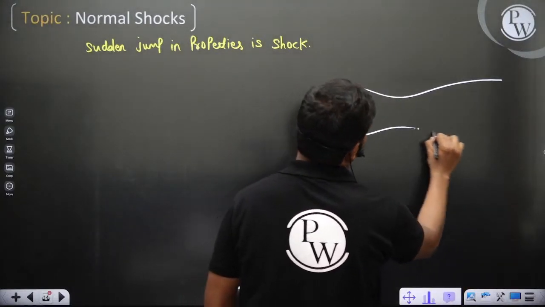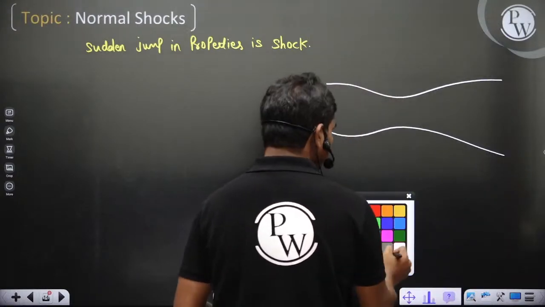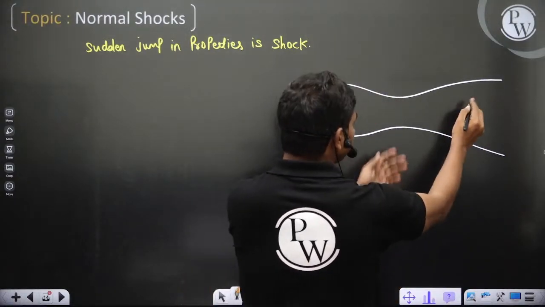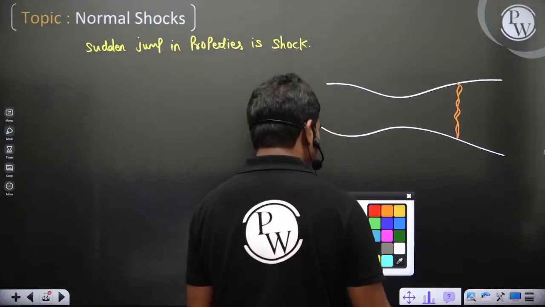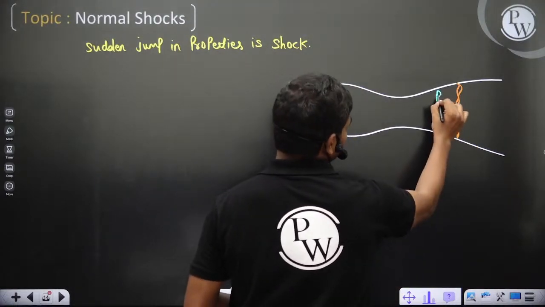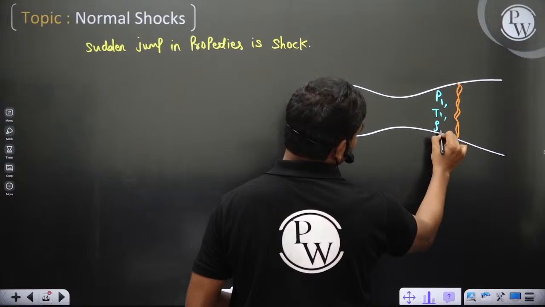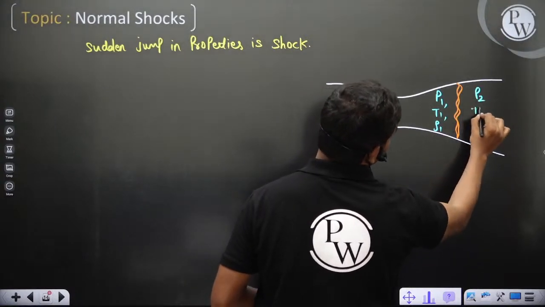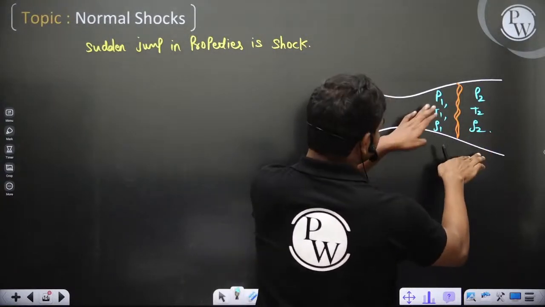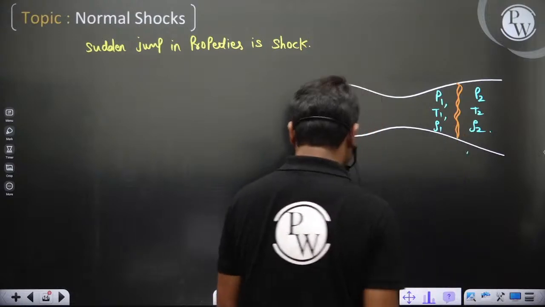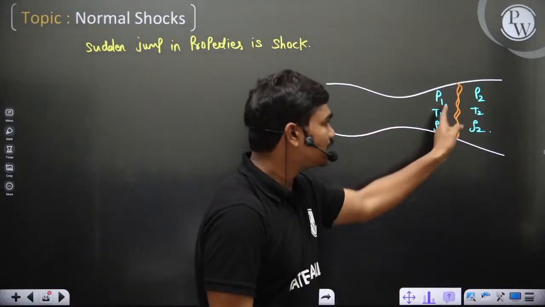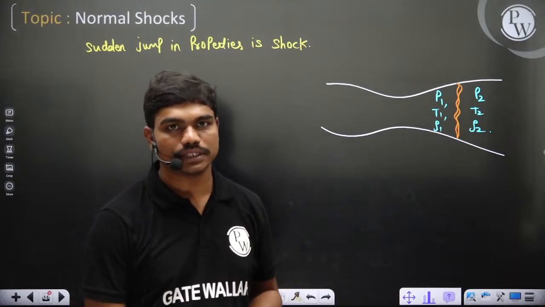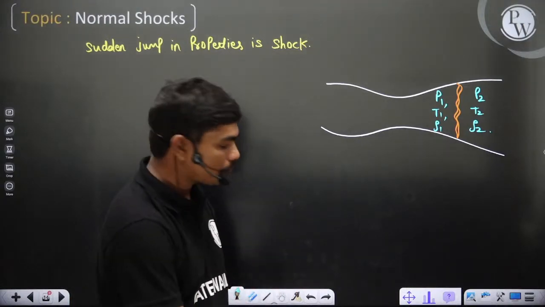Let's see. If you have a shock here, the shock is not very thin, it is within some region. So let us say this is a shock somewhere here. Then if the pressure is P1, T1, rho1 here, and here the situation is P2, T2, rho2, there is a sudden jump from these properties to those properties. So now let us see how to analyze these properties, means how to calculate the downstream properties. That's the important idea.